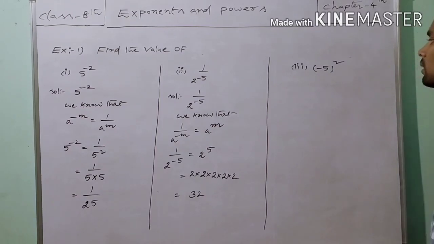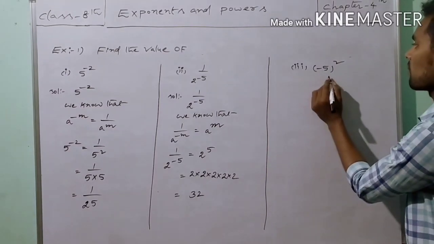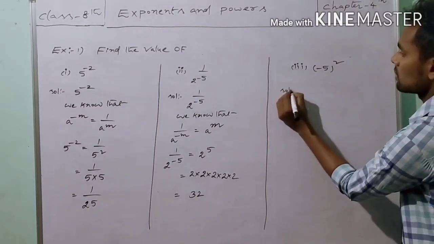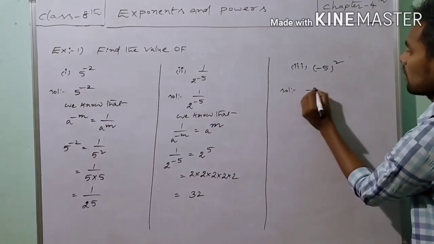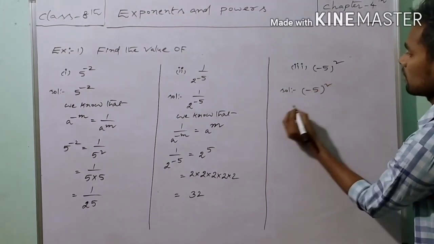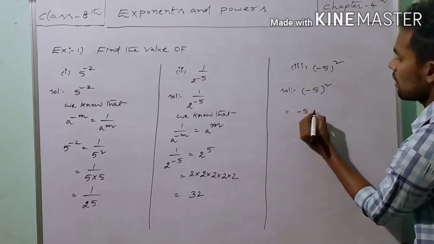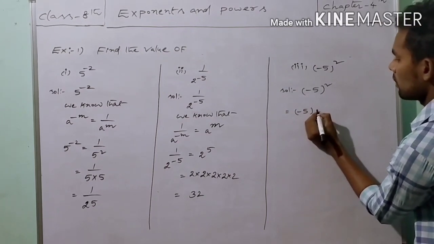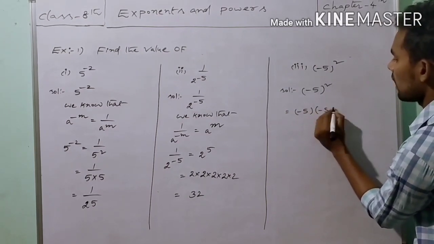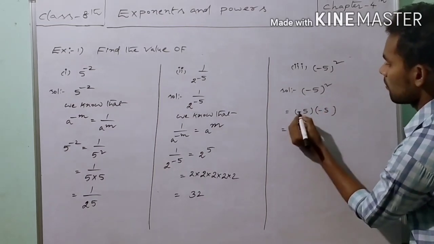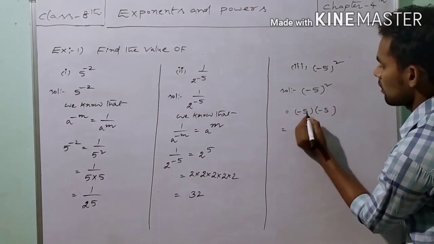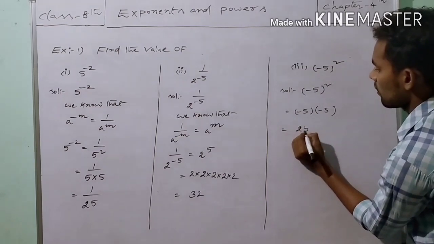Third question: minus 5 whole power of 2. Solution: minus 5 whole power of 2 equals minus 5 into minus 5, equals minus into minus plus, 5 fives are 25.